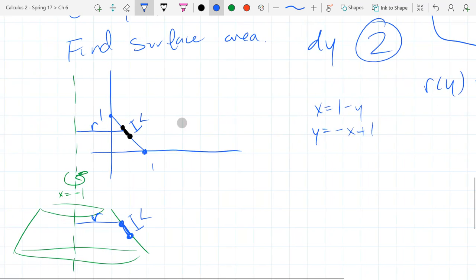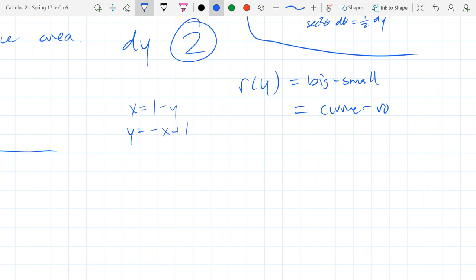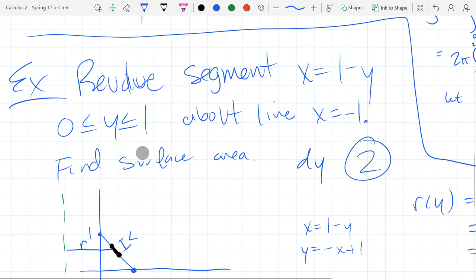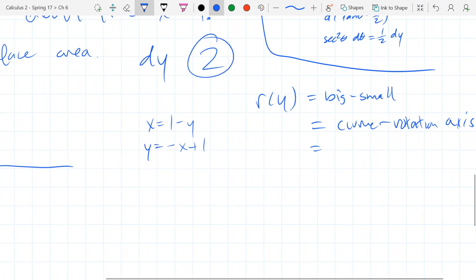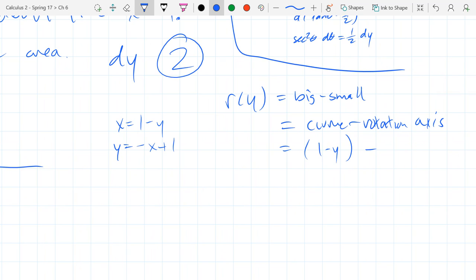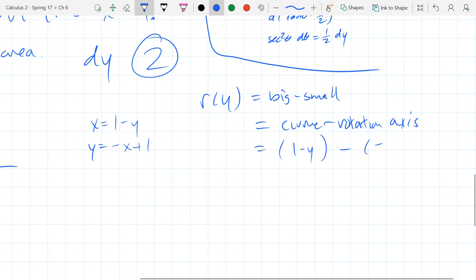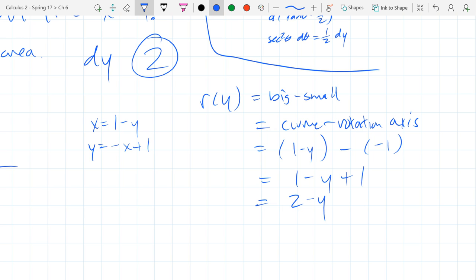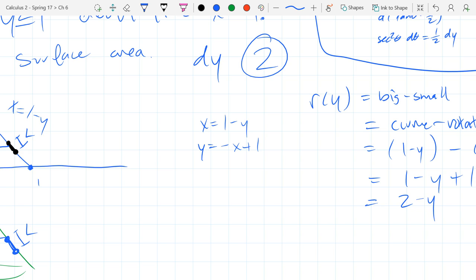So big is going to be the curve, and small is the rotation axis. Not the y-axis, but the rotation axis. Our curve is already written as a function of y. So I don't have to do any more work. Our curve's already set up. So our curve is x equals 1 minus y. So we're just using that 1 minus y. What is the small value? Negative 1. So I get a minus a negative 1. So 1 minus y plus 1, so we get 2 minus y. So whatever your y value is, 2 minus that is your radius. Oh, and it's time to go. So we'll get the length next.